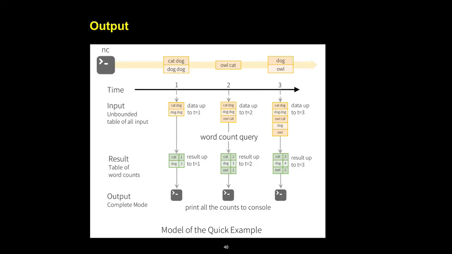So they're running their example, right? So in time one, we get these messages. So your table of input is this, right? And then when you run the query on it, you get one cat and three dogs, right? And so that's written to the output. This table comes out.